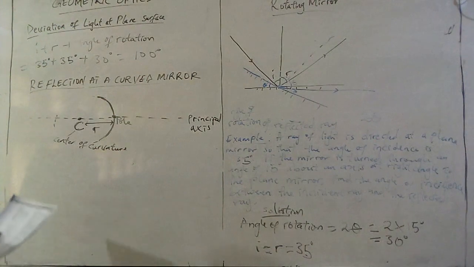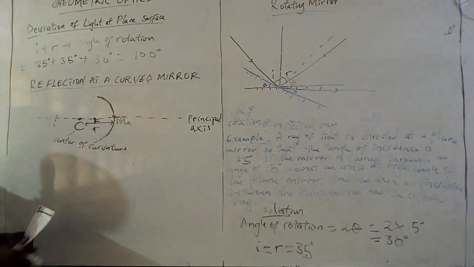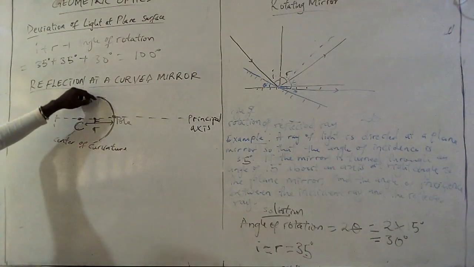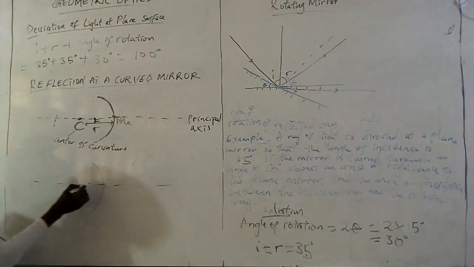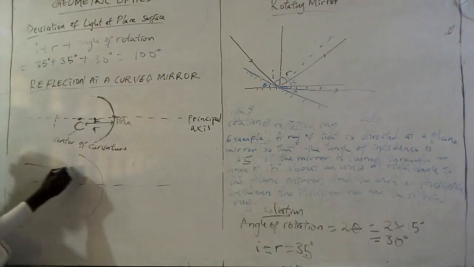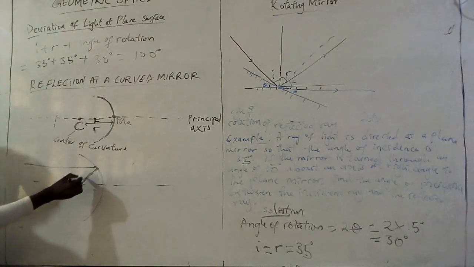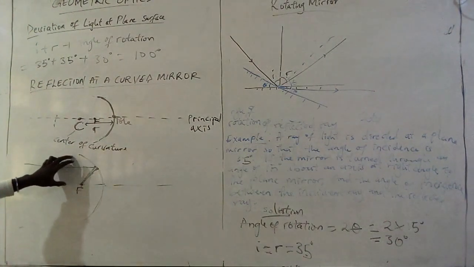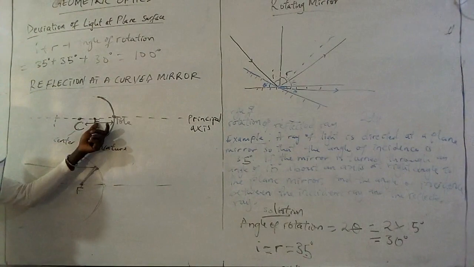Then we have the principal focus. The principal focus is a point F on the principal axis, in which any ray that is parallel to the principal axis will always be focused on this point. So for example, when you have a curved mirror, any ray that is parallel to the principal axis, after reflection when it hits the mirror, must always fall on the principal axis. Later on, we'll see how to draw the ray diagram for the curved mirror. So that's the principal focus.